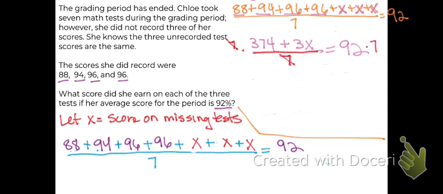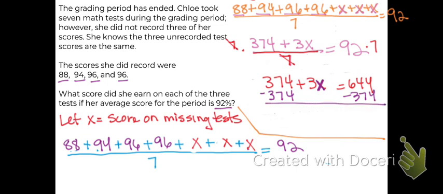What you do on one side, you have to do on the other side. So 92 times 7 is 644. So this is our new equation. Now let's start moving things away from the variable. X is being multiplied by 3. We're adding 374. I always undo what's added or subtracted first. So I'm going to subtract 374 from both sides, because that would cancel that out, and we're left with 3x equals 270.